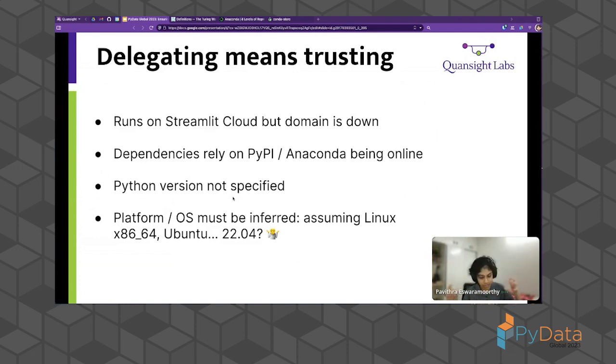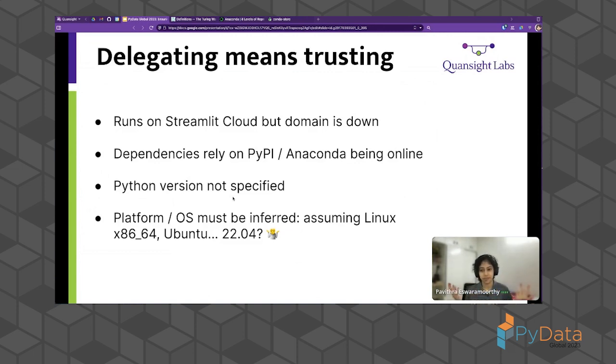The hosting bit was being delegated. It wasn't in the owned section. Second, dependencies rely on PyPI and Angular being online, which is a level of risk I think most folks are okay with accepting, right? The Python version wasn't specified, so that is delegating the Python version aspect to the users.